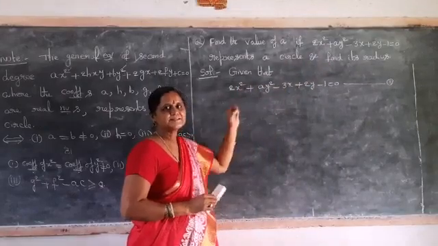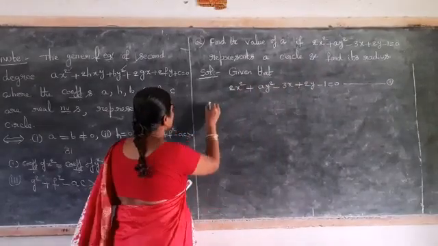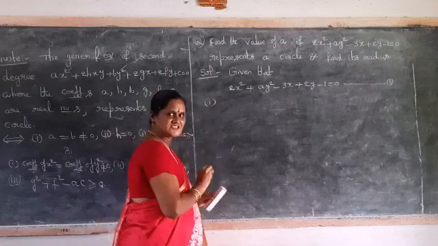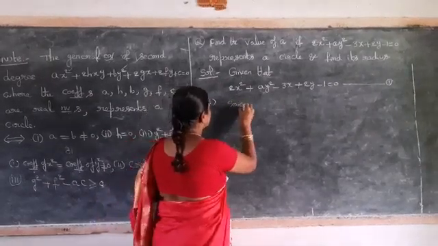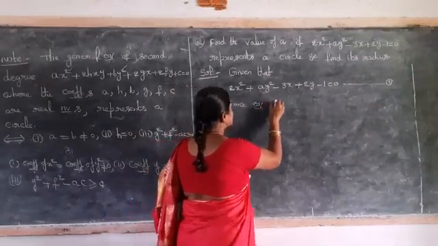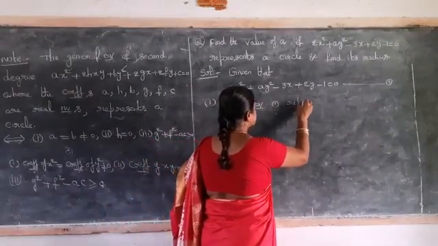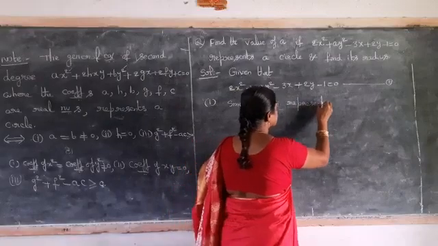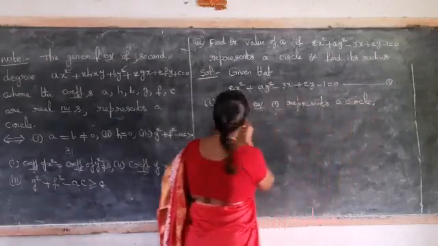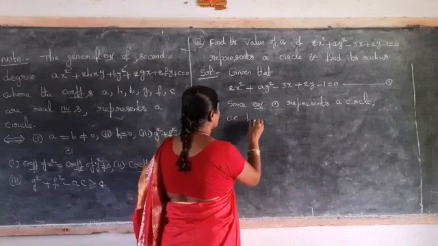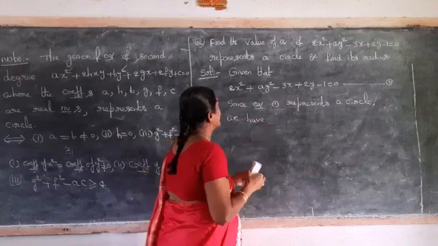That I have written this equation. Now I start first solution. First question start chedam. Since equation 1 represents a circle, we have formula. Manaku a ni kanukondi ani annaru.